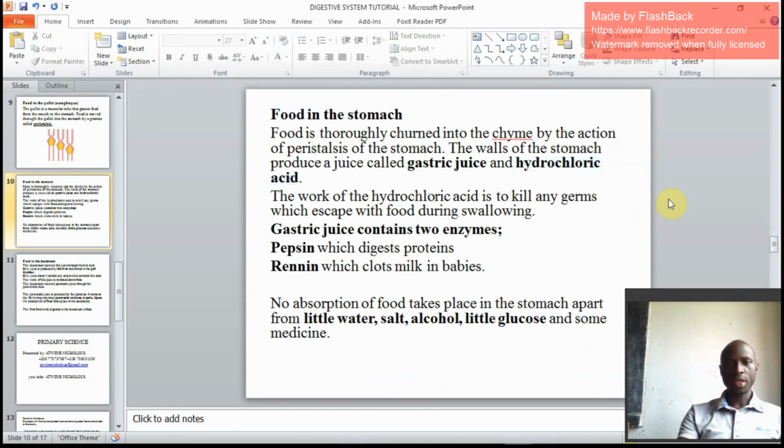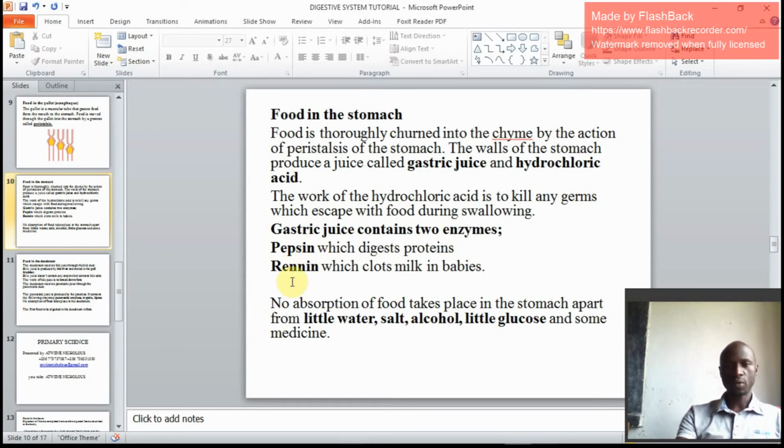The role of hydrochloric acid is to kill germs that will have come with the food from the mouth. Besides that, hydrochloric acid provides acidic conditions for renin and pepsin to function.